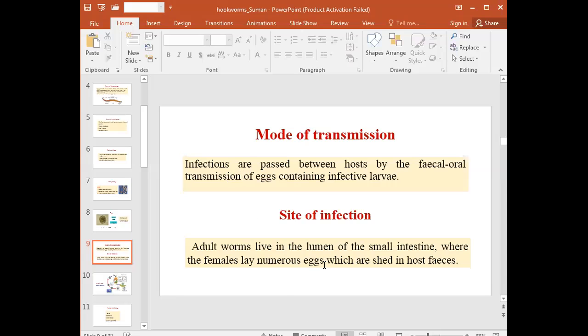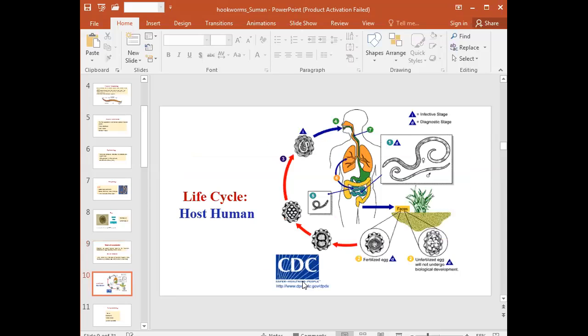So the site of infection, in the case of adult worms, is the lumen of the small intestine of humans, where the female adult Ascaris will lay numerous eggs, nearly 2.5 lakh eggs per day, which come out through the feces. Now I'm coming to the life cycle.